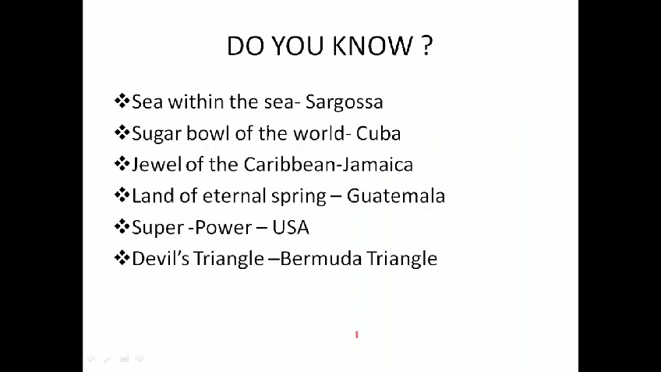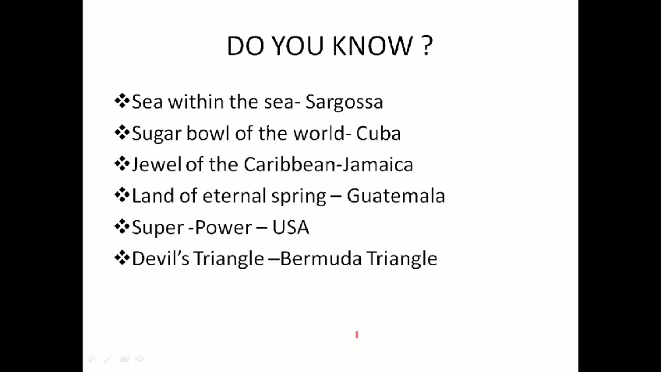Now let us move to another section. Do you know? Sea within the sea. Yes, you are hearing correctly. Sea within the sea. Sargasso, surrounded on all sides by the Atlantic Ocean and Caribbean Sea. The colors are different. So that's why Sargasso is the only sea without a coast, a sea within the sea. Whereas sugar bowl of the world, Cuba, these are geographical epithets or sobriquets, what we say. That is yet another way of learning or remembering the country.